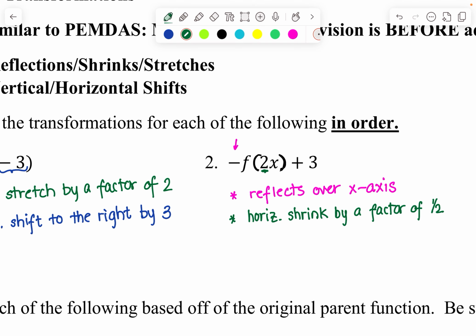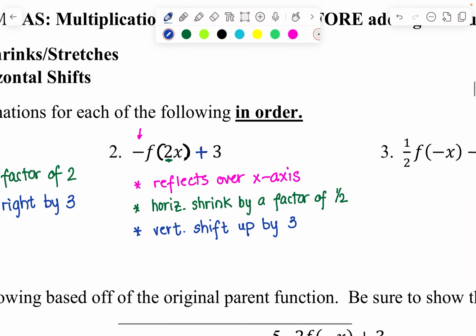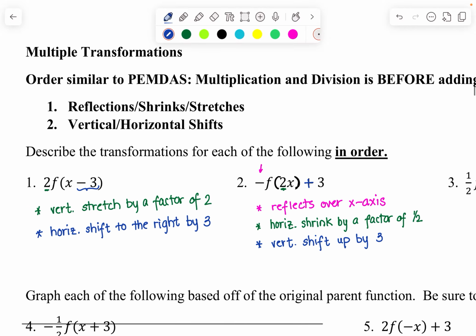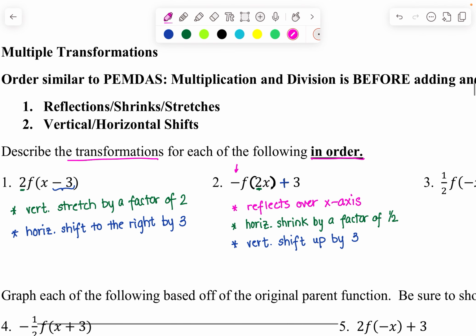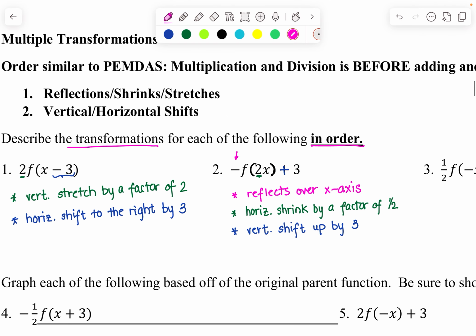And then last but not least, folks, we have a vertical shift. It is a shift, and it is positive, so it goes up by 3. Okay? So this is listing transformations in order. We're listing all the transformations in order. Take a look at number 3.